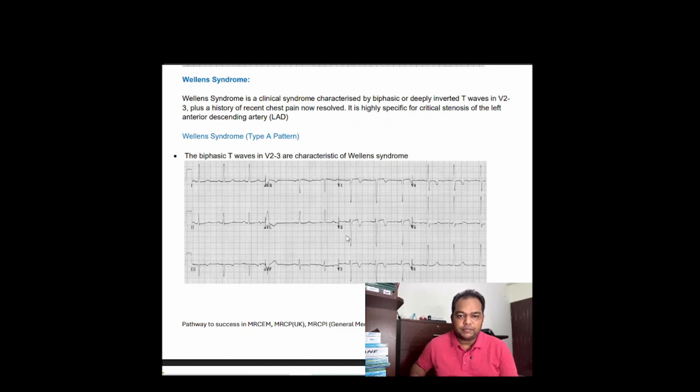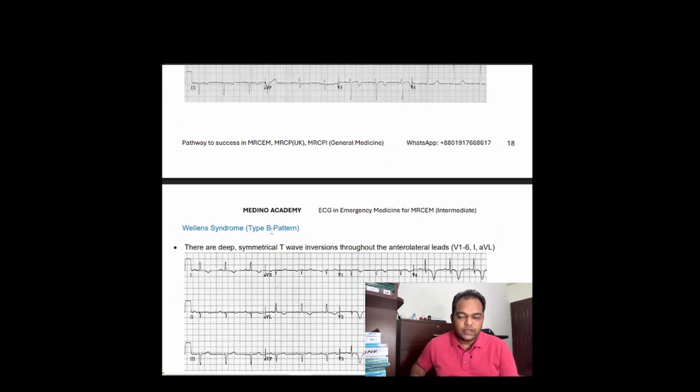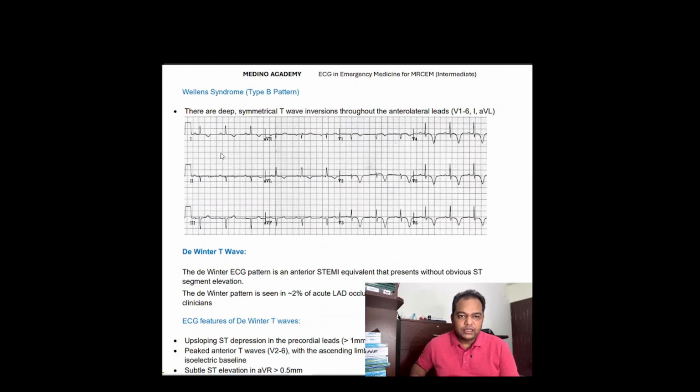In case of Wellens syndrome type B, there are deep symmetrical T waves. These are the deep and symmetrical T waves. There is no positive deflection. So this is not biphasic. This is deep and symmetrical T waves in V2 and V3. This is called Wellens type B.